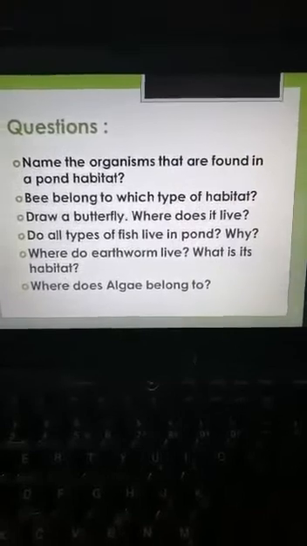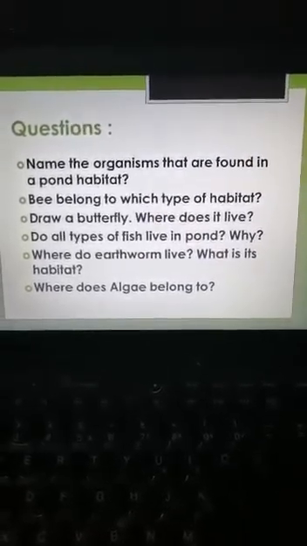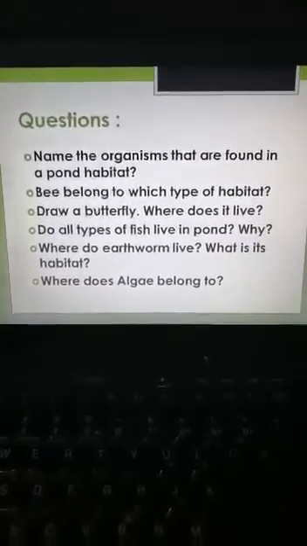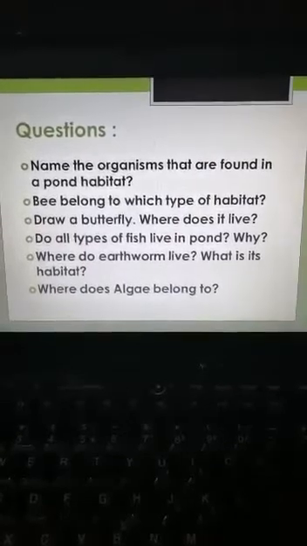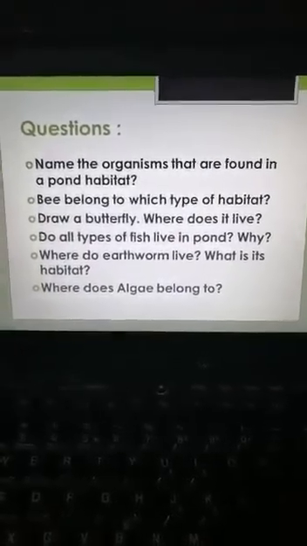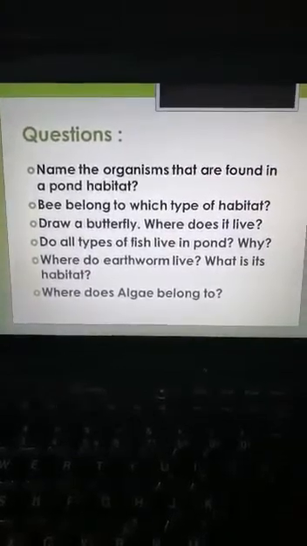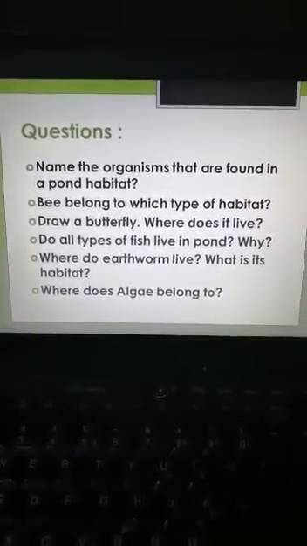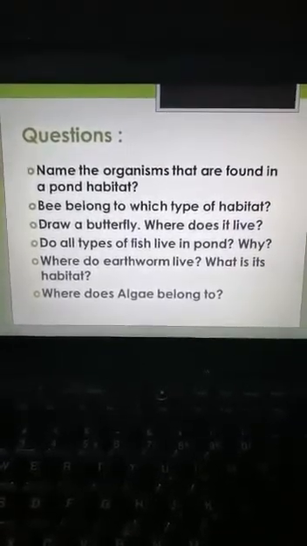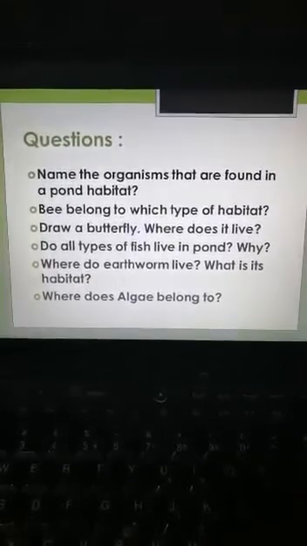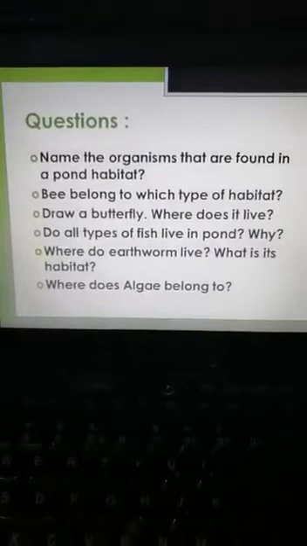Just go back to my presentation, see it once again, and you will find what kind of organisms are found here in the pond. We are not going to write only the animals, we are going to write the plants as well. Then, which type of habitat does a bee belong to? A bee is generally found in two types of habitats. It is found in the garden and in the field habitat at the same time. So you can mention both.